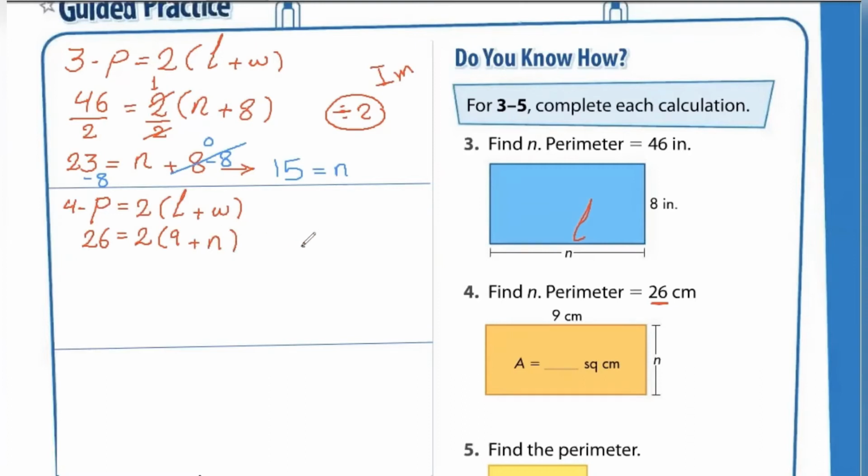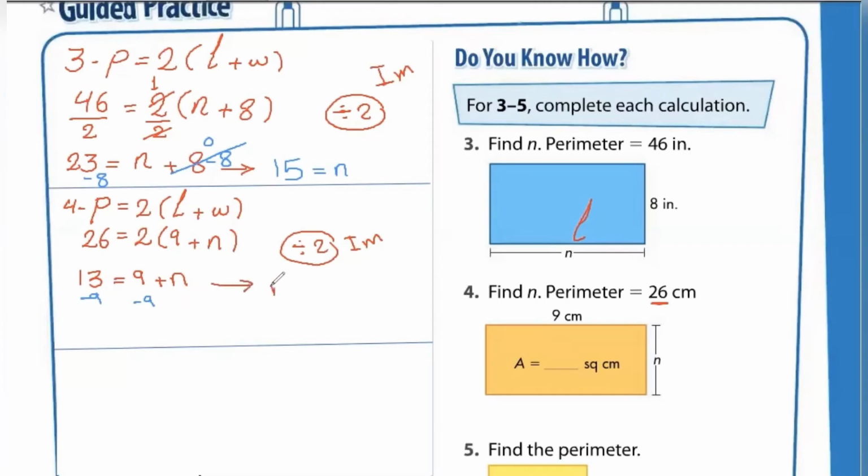Now, teacher, I will divide by 2. I said this is important part. So 26 divided by 2 equals 13. 2 divided by 2 equals 1. And here it will be 9 plus n. I have to get rid of 9, so I will subtract 9 from the two sides. Subtract 9, subtract 9.